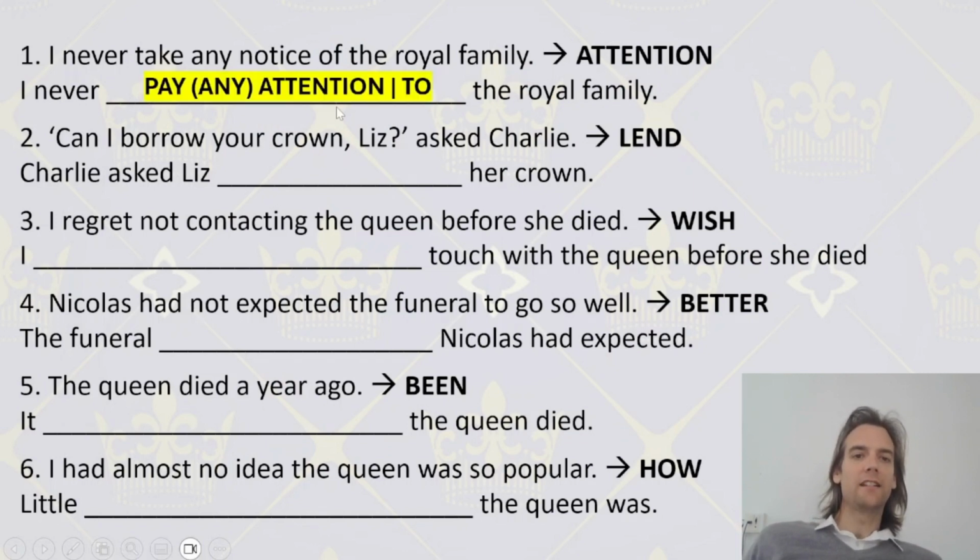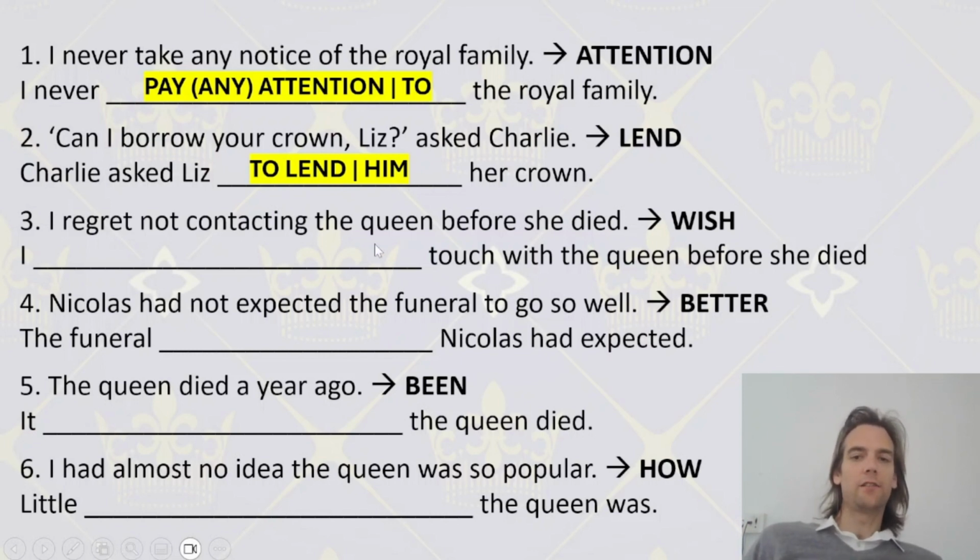Take any notice is pay attention to. You can pay any attention to or pay attention to. Can I borrow your crown? To lend, right? Can I borrow? So he wants Liz to lend him. I guess you could also say ask Liz if she could lend him. That is also possible. I probably should have included that. If she could lend him or to lend him.